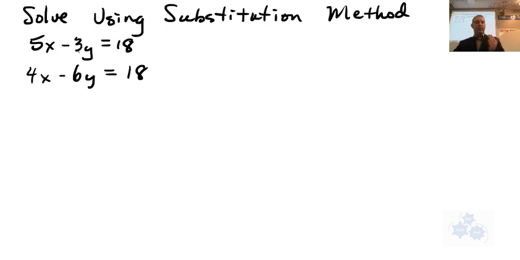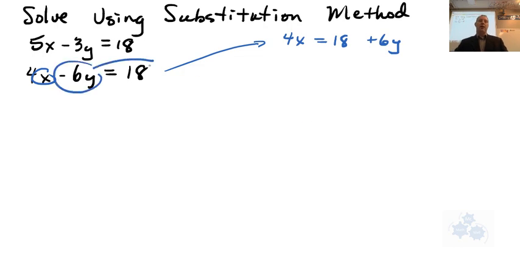Now, in this case, there is not one variable that's almost already isolated. So it's going to take a little bit of doing. It doesn't really matter which one we choose. I'm going to choose this x. Okay, so let's isolate this x. I'm going to move this over, and we're going to go 4x equals 18 plus 6y, because I want to get rid of this to the other side. Now I'm going to divide by 4 for every term, so I can get x by itself.